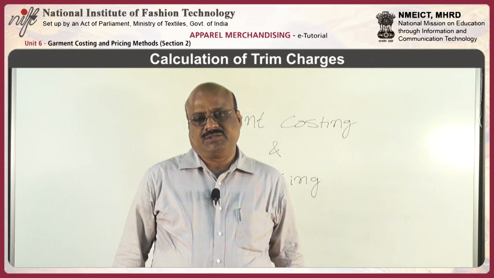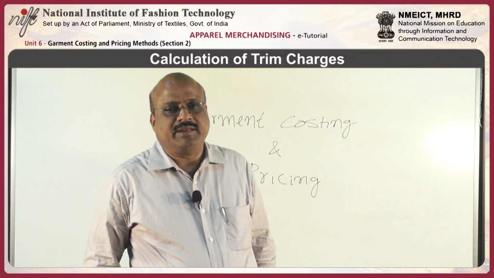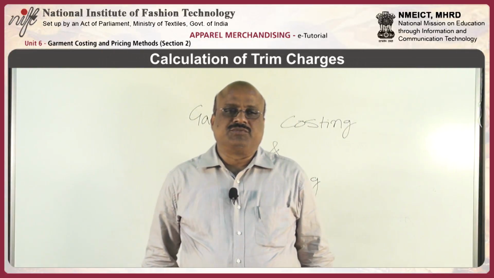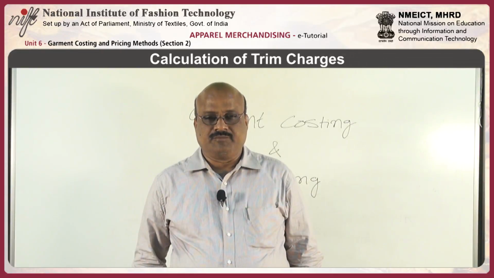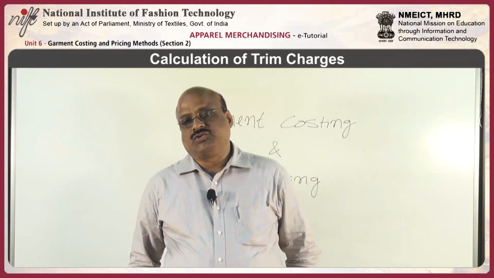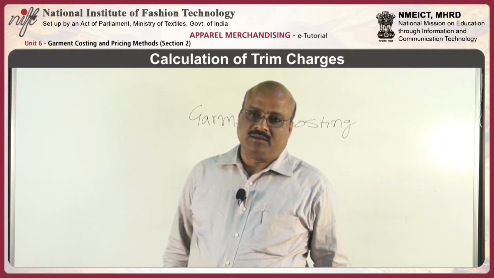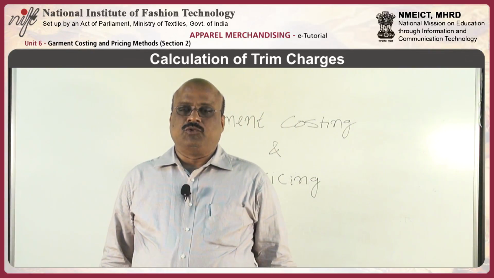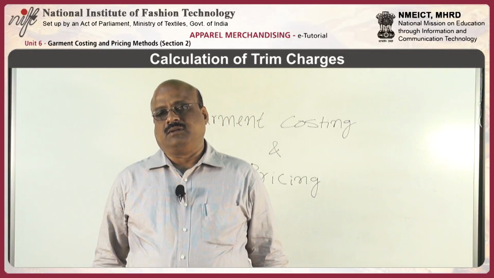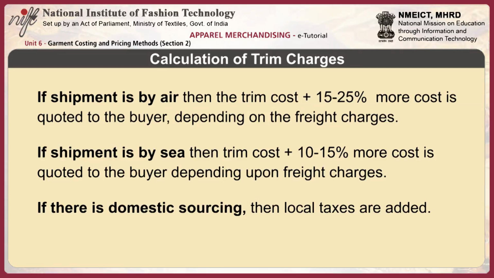Calculation of trim charges. Trim charges are usually calculated based on the type of sourcing and the mode of transportation. Depending on the source from which the trims are sourced and the mode of transportation, the cost of the trims is calculated. If the shipment is by air, the trim cost would increase by 15 to 25%, and the higher cost is quoted to the buyer.